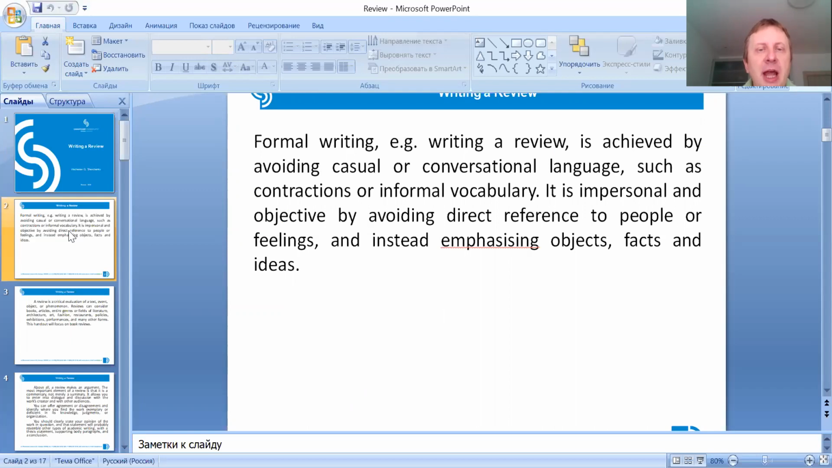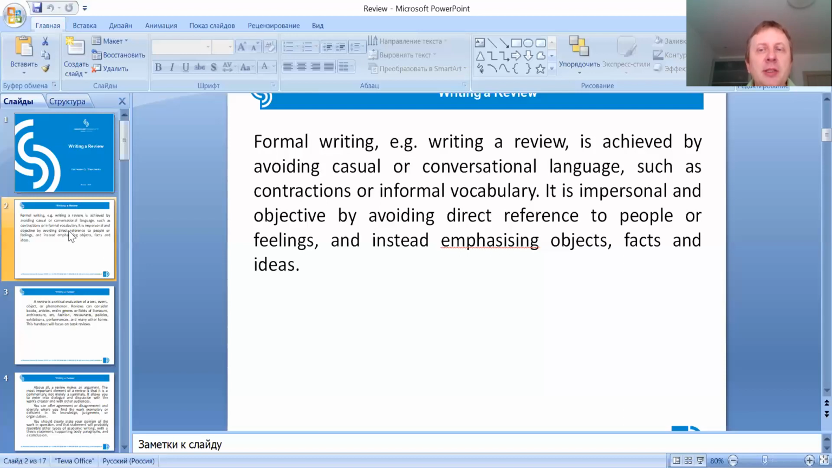It is impersonal and objective. For example, an essay is impersonal and objective. Impersonal means you don't address a person you know, for example, your relative or friend. You address anybody, any person. It is objective: you don't express your emotions. You do tell your point of view, but without any emotional coloring.